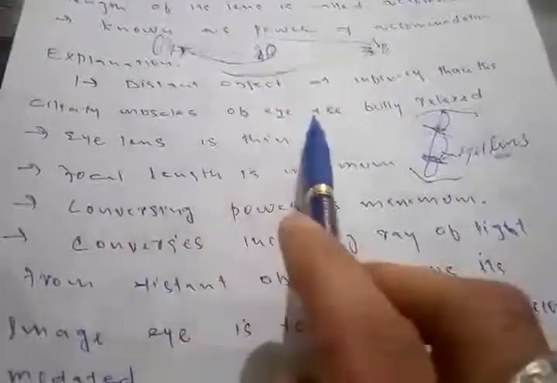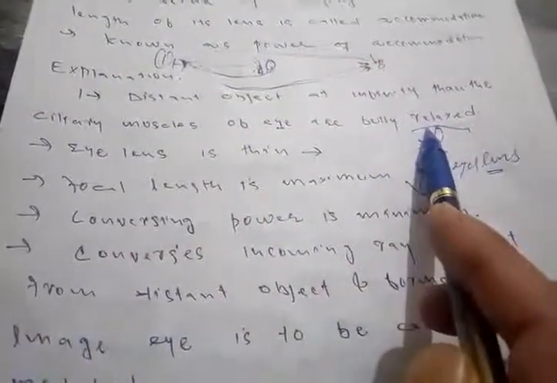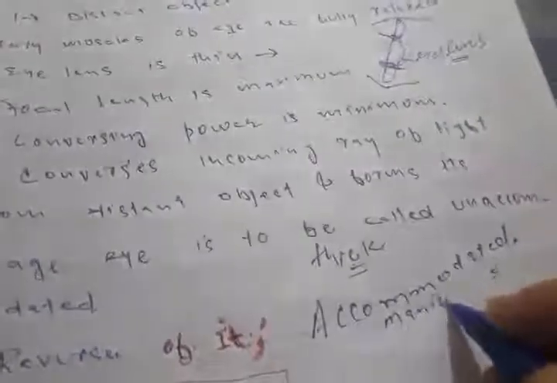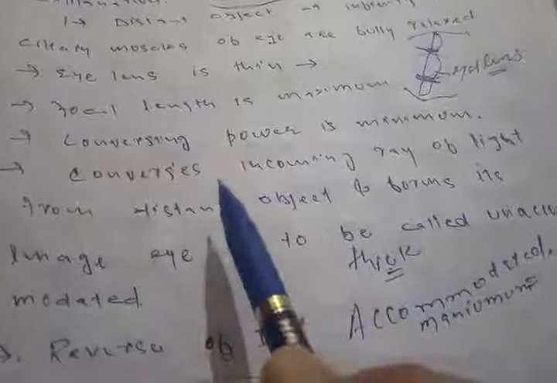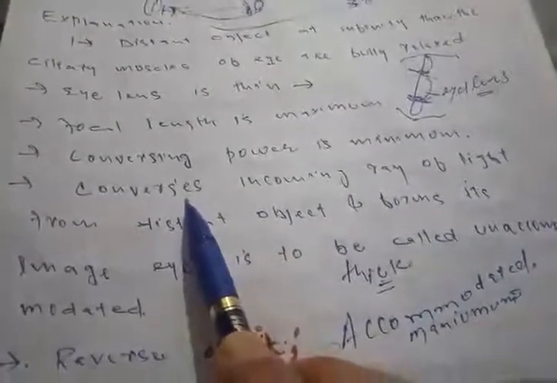Then the ciliary muscles are not fully relaxed. They are contracted. There the eye lens is thin, but in this case the eye lens becomes thick, thickest. In the earlier case the focal length is maximum, here the focal length is minimum. So the converging power for the incoming rays of light falling on the eye lens is very low in the earlier case, but in this case the convergence power of the eye lens is more. Such a condition of the eye is called the accommodated condition.